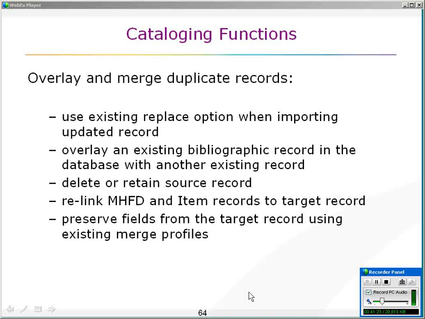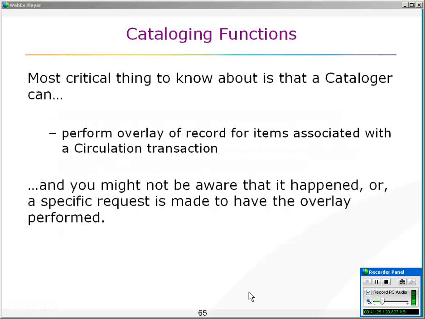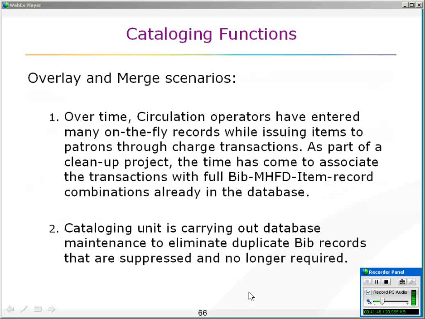So there are a whole bunch of these types of options to look at. The most critical thing to know here is that a cataloger can perform this overlay of records for items associated with a circ transaction, and you might not even know that it happened, or you might make a specific request to have that overlay job performed. So let's look at some scenarios.